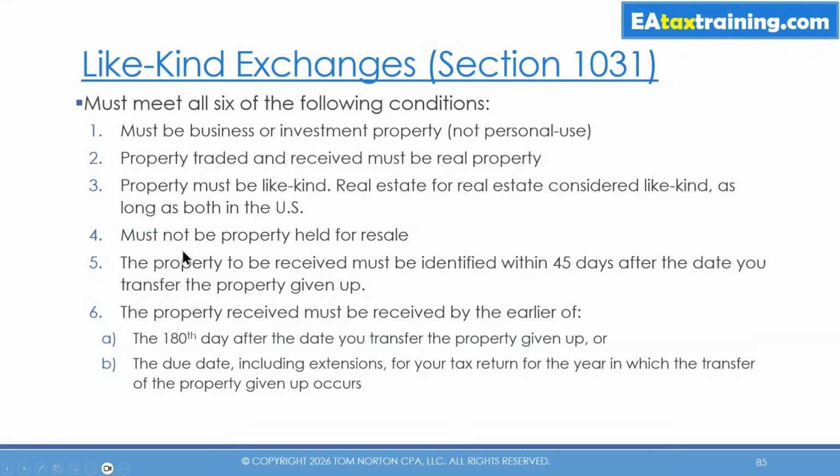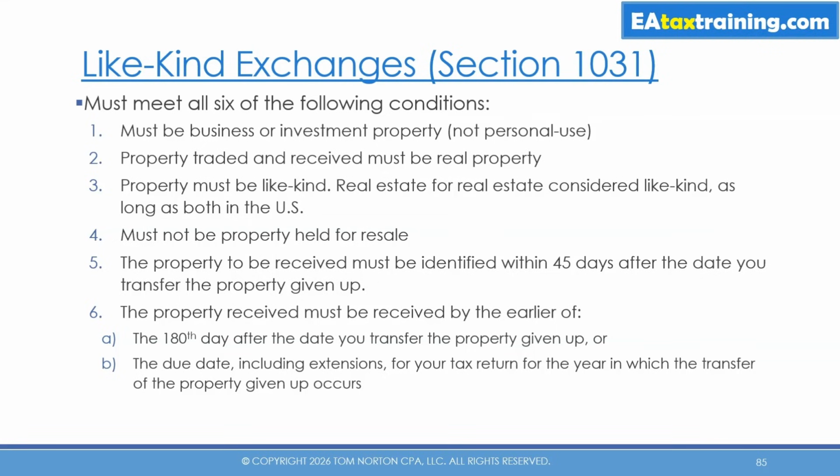Next, the property must not be property held for resale. So if you are a home builder and you've built a bunch of homes that you are trying to sell to the public, you cannot get like-kind exchange treatment for exchanging one of those homes. Next, the property to be received must be identified within 45 days after the date you transfer the property given up. So when you make this exchange, you may not have actually identified the specific piece of property that you are going to receive in exchange for the property you're giving up.